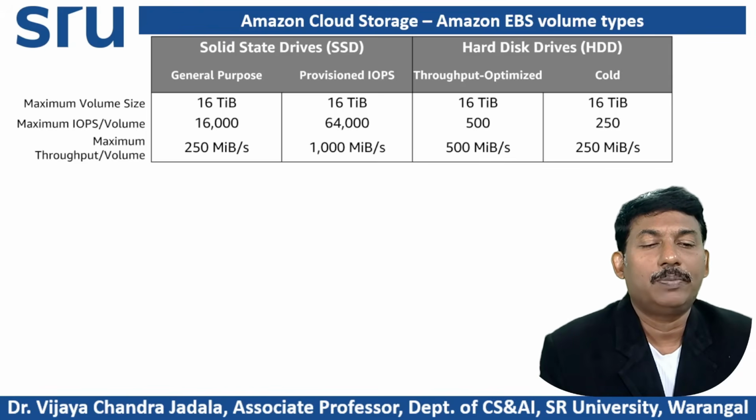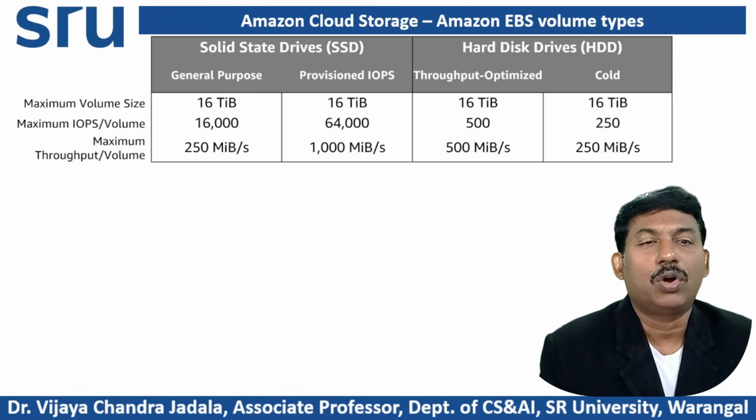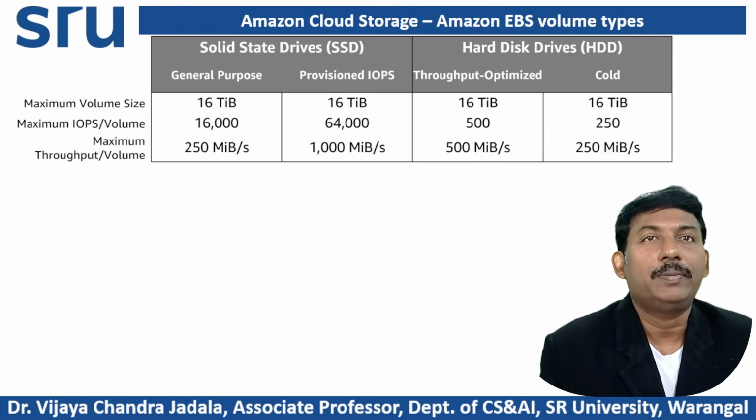So this is all about input output related to data storage. So first one is the SSD, that is solid state drives. Next one is the HDD, that is hard disk drives. All these are interrelated with the Amazon EBS volume types. So Amazon Cloud Storage has the Amazon EBS volume types: one is solid state drives SSD, another is hard disk drives, that is HDD.